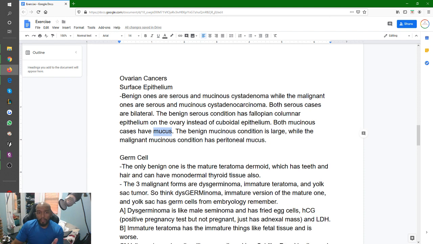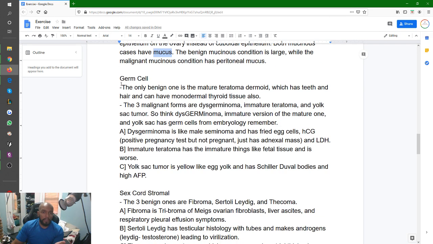And then you move on to the germ cell class of ovarian cancers. The only germ cell cancer that's benign is the mature teratoma, which is also called the dermoid cyst. That one is a mature one, so it has mature things. It has teeth, it has hair, and it can also have monodermal thyroid tissue, right? But this is all benign.